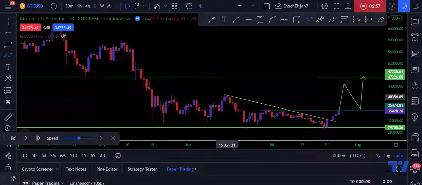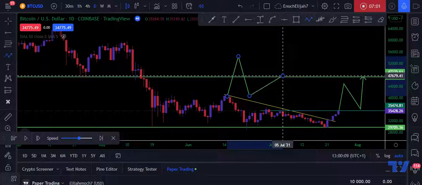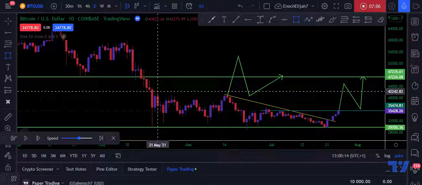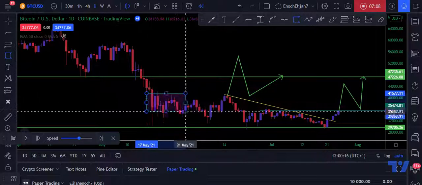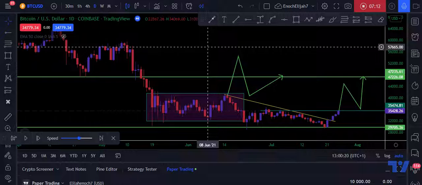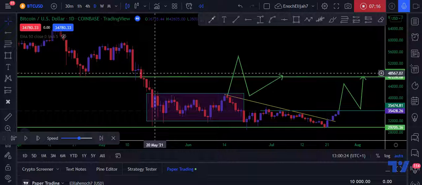Break out of this zone, then come out to retest this zone, then buy to this side. So break out of this range zone to be fully bullish, and let's see what happens next. So for now, I'm not going to buy at this zone. No. So let's see what happens next.